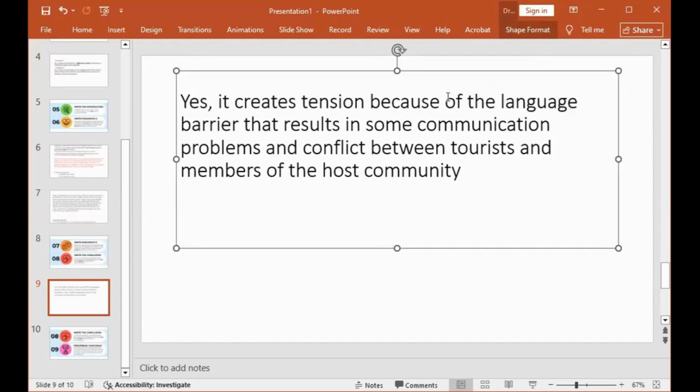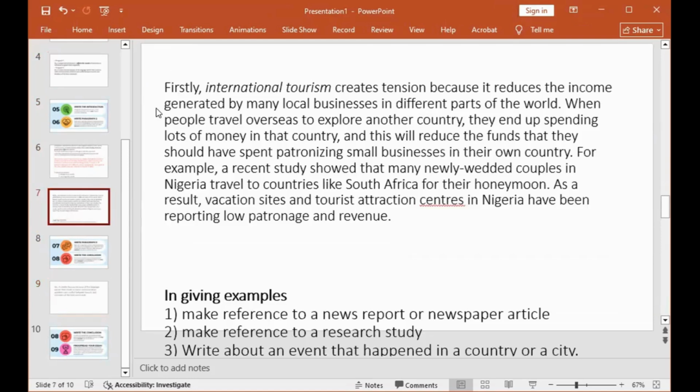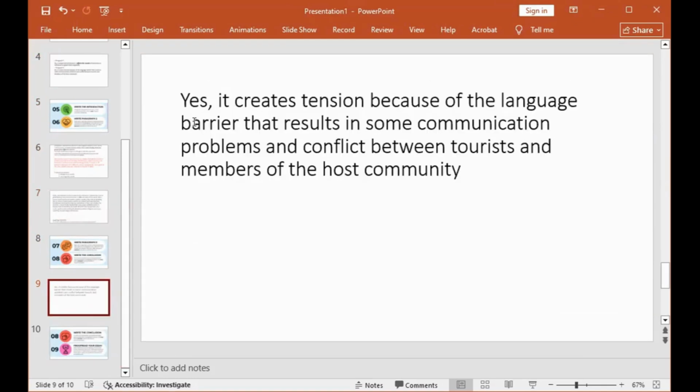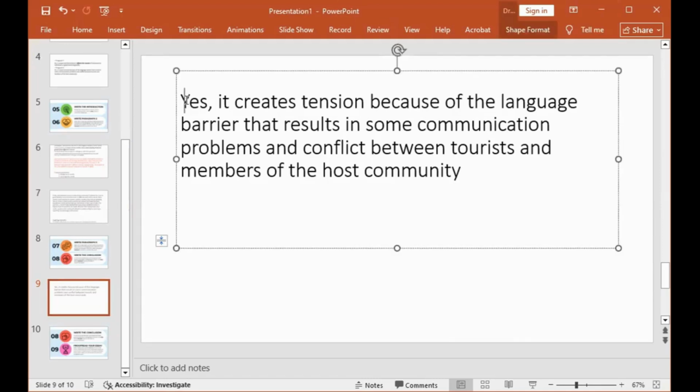Yes, it creates tension because of the language barrier. So can you tell me how to start this one? The last one that we did, when we started, we said firstly. So how should we start this second main body paragraph? Secondly, thank you.